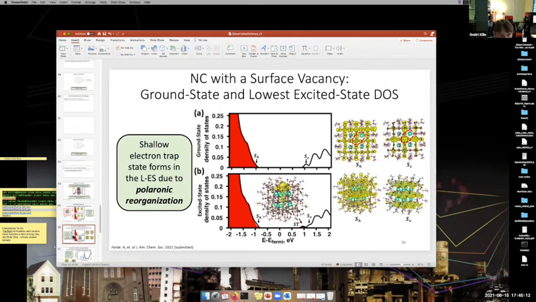Slide number 56. Definition of ST. If it is surface trap, maybe just type it because it may not be clear to the majority of the audience. ST equals surface trap. Excellent, thank you.